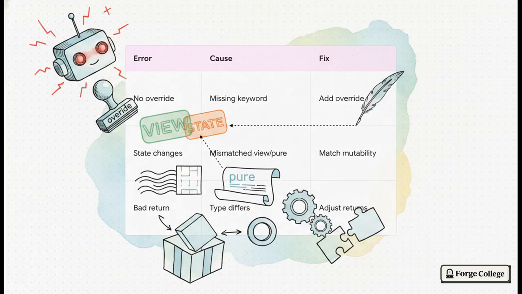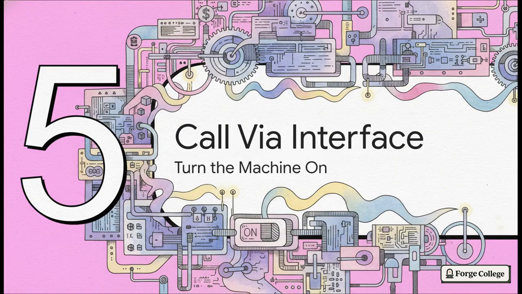And then row 3. Incompatible return type. This basically means what you are handing back doesn't match the original specs. Just adjust your return types to align. Appeasing the inspector is honestly a breeze once you know exactly what they're looking for. Up next is section 5, calling via interface type.